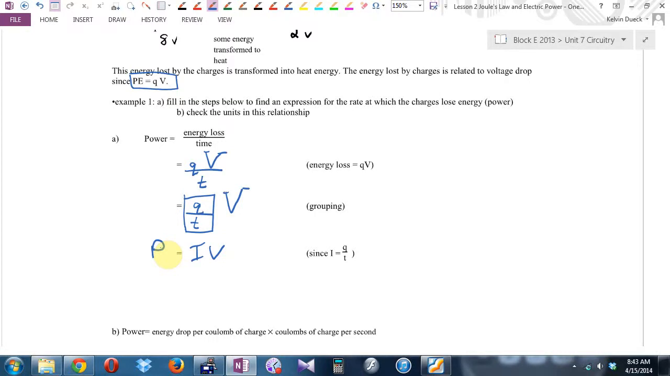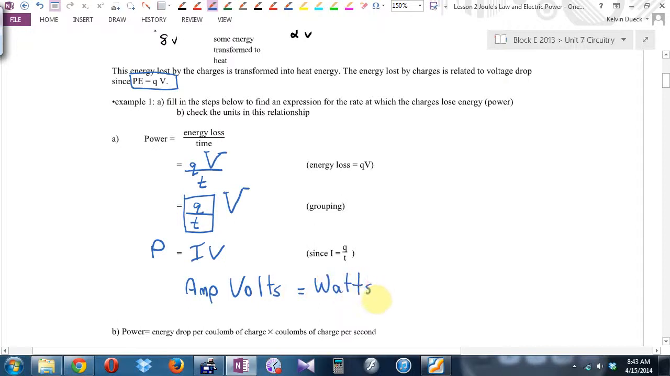I guess amp volts is another way to write watts, because that is power, and power is measured in watts. I guess, and by now, Kayvon, you've noticed often units can be written in many, many different ways. Well, watts, okay?